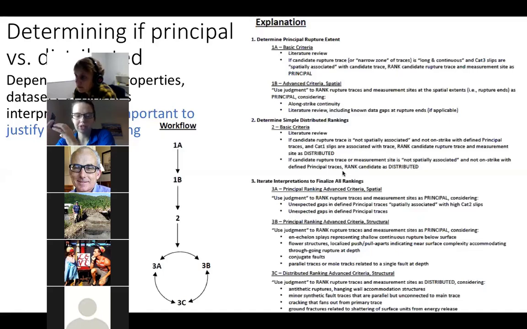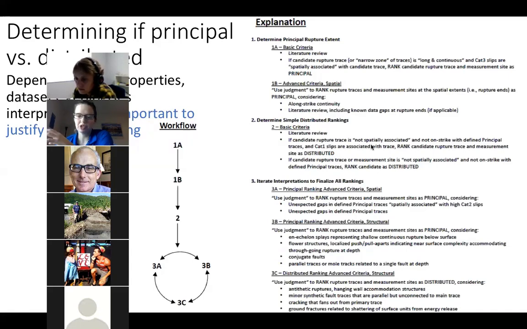And then once you have those ideas in your mind, you can start to look in a little bit more detail at features. And this process suggests an iterative approach where you look at these different criteria for calling features primary or secondary. Again, looking at whether they're spatially associated or not.